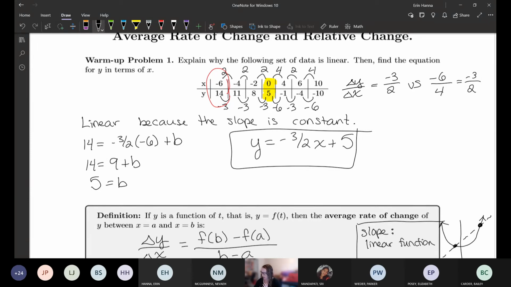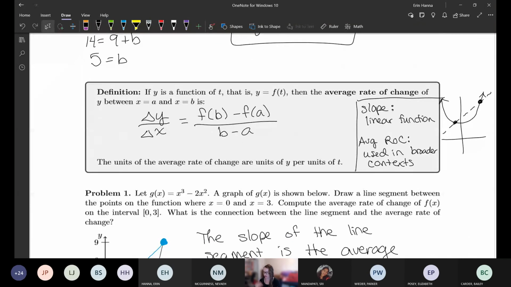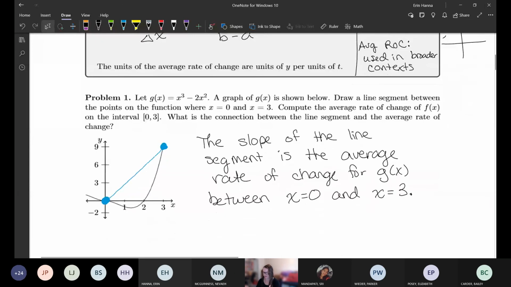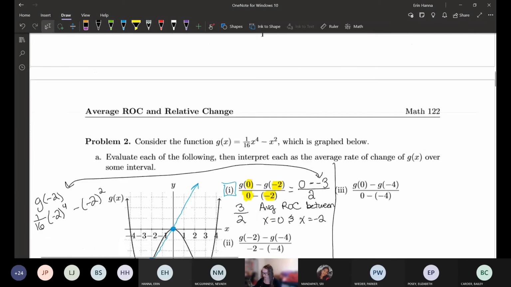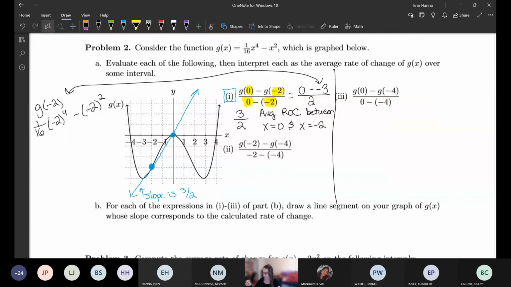All right. So a reminder, we started this average rate of change notes last time. Remember, the average rate of change is essentially a slope. It's just used in a broader context. We can talk about average rate of change even when we don't have a linear function, because it's essentially creating a line between 2 points. We got through one of these, and now let's do the rest of them.